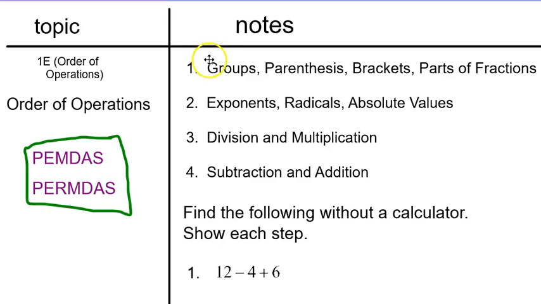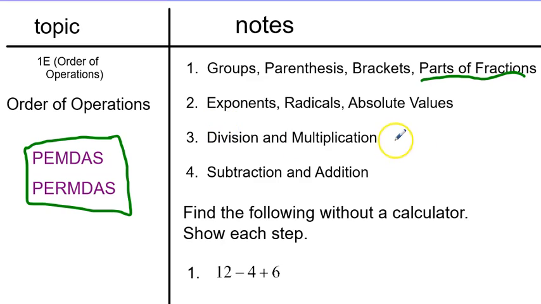So that first one is the groups: parentheses, brackets, parts of fractions. The parts of fractions mean if you have addition in the numerator, you do that before you do the division indicated by a fraction bar. Your second step is exponents, radicals, absolute values. Third step is division and multiplication. And then the fourth step is subtraction and addition.